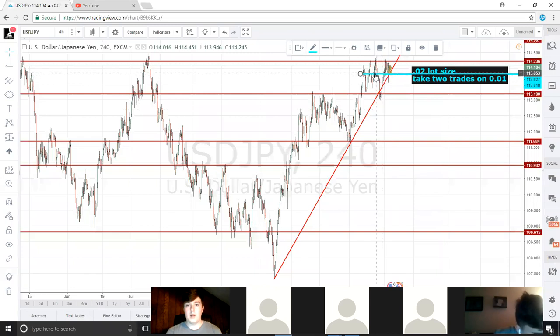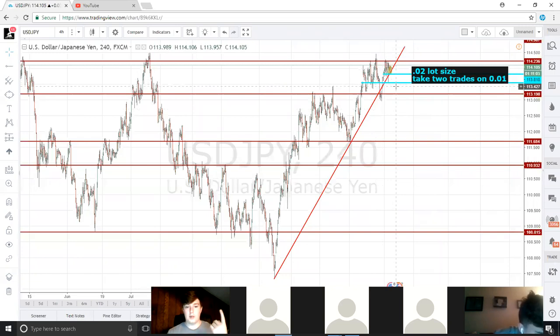But worst case scenario, let's say that trade doesn't do that and it still hits your stop loss, you are still going to lose the exact same amount of money that you would have if you had placed one trade. Basically you would have lost the same amount of money as placing one trade if you placed two. Does that make sense? Hopefully. Cool.